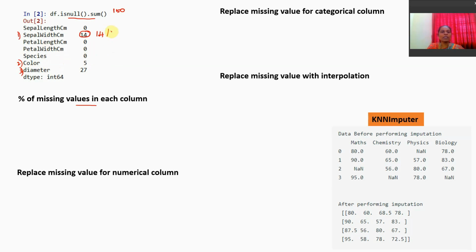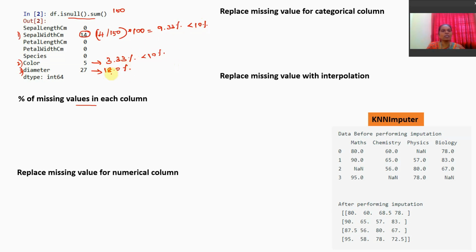So 14 divided by 150 into 100, so that it will come around 9.33 percentage. Like that, if I calculate for this, it will come to 3.33 percentage. And here it is 8.0 percentage. So as I already told you, if a column has less than 10 percentage of missing values, I can prefer to do the data imputation.